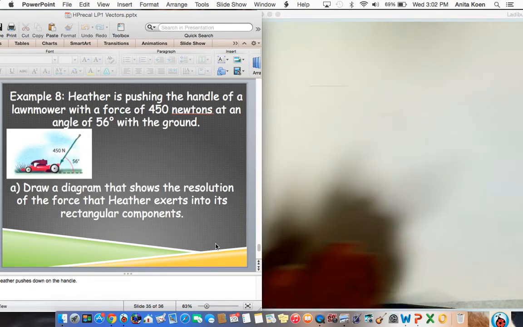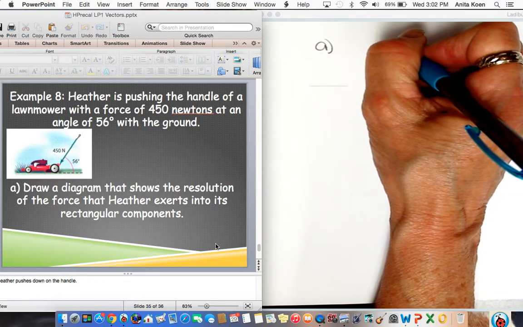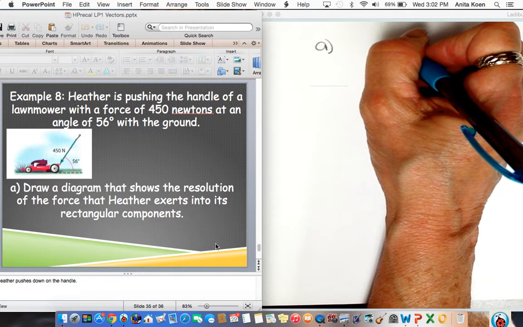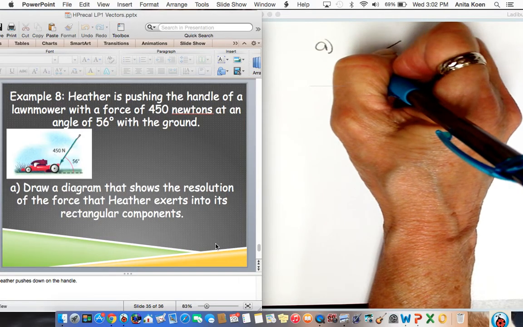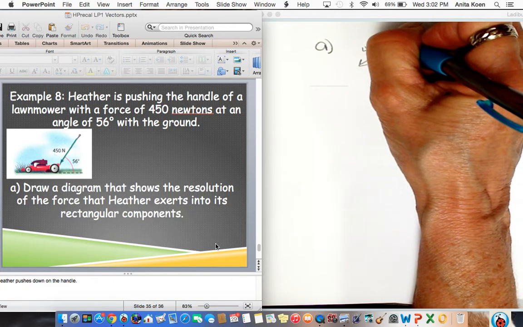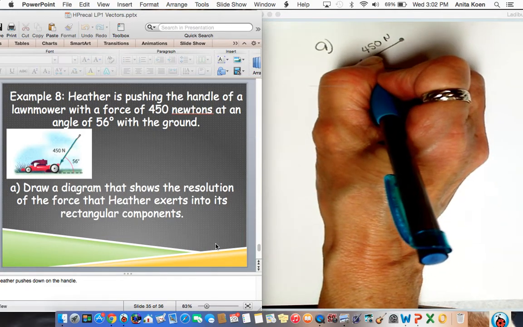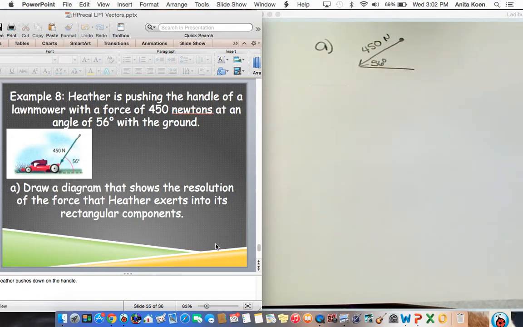Okay, example 8. Heather is pushing a handle on a lawnmower with a force of 450 newtons at an angle of 56 degrees with the ground. Letter A says to draw a diagram that shows the resolution of the force that Heather exerts into rectangular components. So the first thing that I notice here is that I have a downward force on the lawnmower of 450 newtons. Okay, downward force. And the angle is at 56 degrees with the ground. Okay, so we're going to resolve this into two rectangular components.